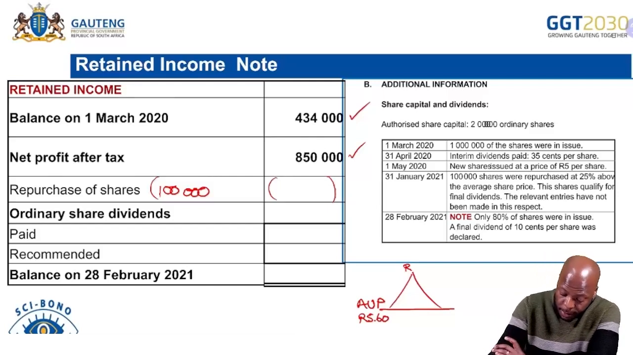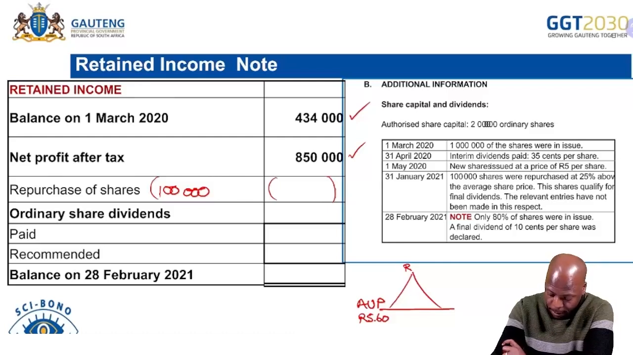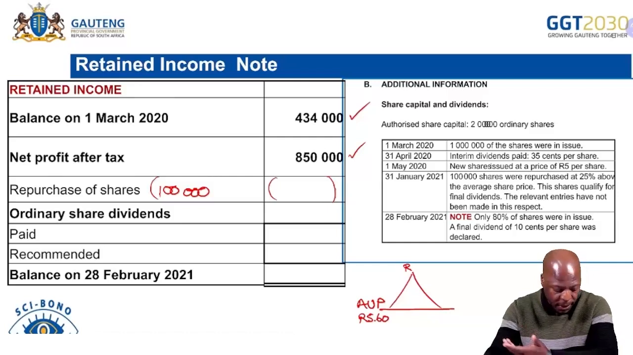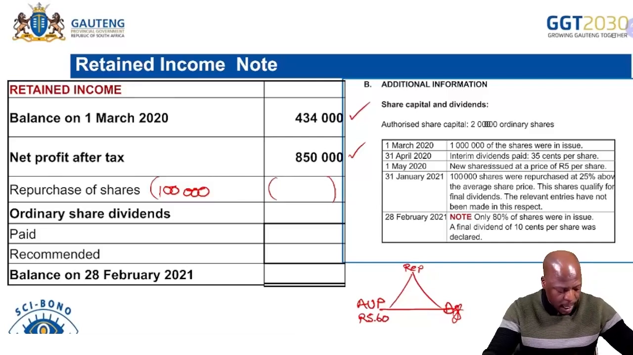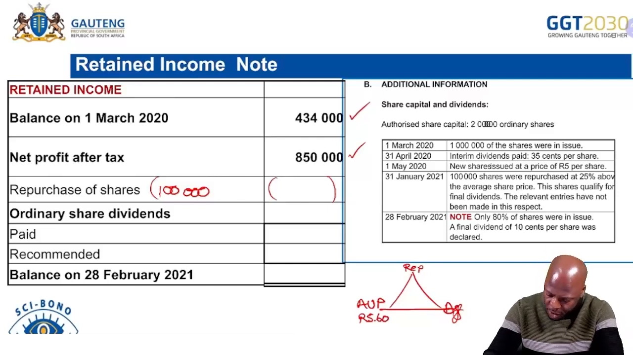Now, they then told us that these shares were repurchased at 25% above the average share price. So it depends what it is that we want. In this particular case, we can start first by getting the repurchase amount, or we can just get the difference. It still gives us the same figure. Let's go and calculate the repurchase amount.